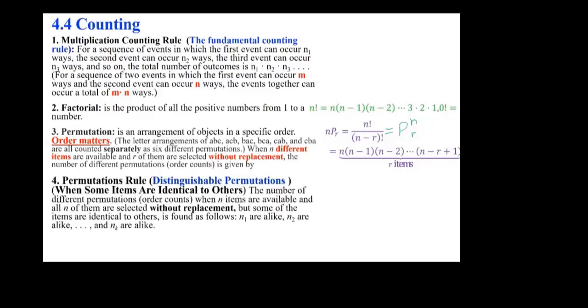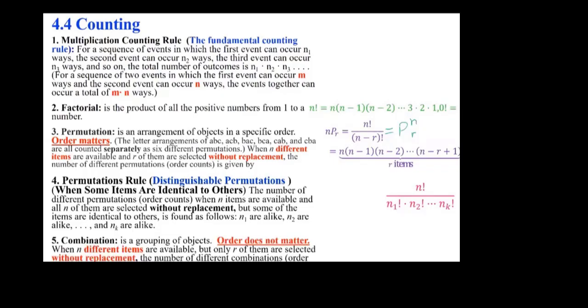When some items are identical to others, the number of different permutations, order counts, when n items are available and all n of them are selected without replacement, but some of the items are identical to others, is found as follows. n1 are alike, n2 are alike, and nk are alike. In the third case, we are dealing with different items. But what happens when some of them repeat? Now the formula changes. The permutation rule changes to n factorial over n1 factorial times n2 factorial all the way to nk factorial.